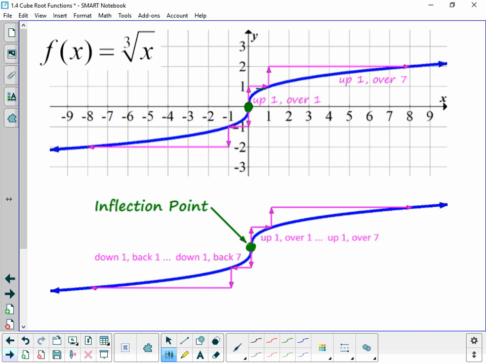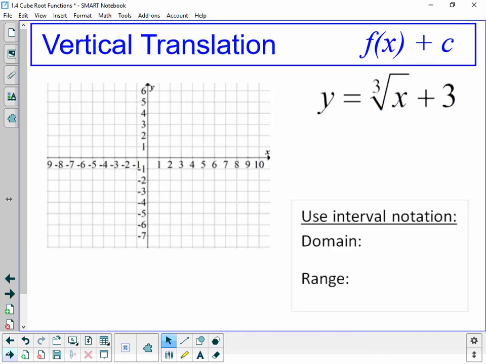That's where we'll start our graphs, and then we'll do the two halves of it. We'll go up 1 over 1, up 1 over 7 to get the top half, and then from that same inflection point, down 1, back 1, down 1, back 7 gives us this side. That gives us the entire shape. So it's a 1-7 pattern. Let's try that. We're going to do a few graphs. We'll first look at each of the translations separately, and then we'll do a couple together.